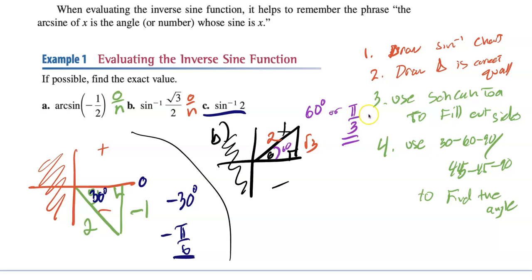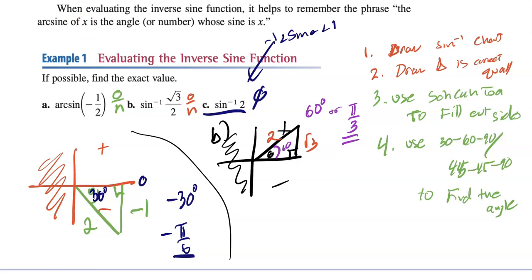C, sine inverse of 2, too big. Not possible. Remember, sine and cosine only go between 1 and negative 1. You can't go any higher or lower than that. So if you're not between 1 and negative 1, you can't find the inverse for sine and cosine. Tan could do anything it wants, but for sine and cosine, you're going to do those. So that's how you find the inverse of sine.